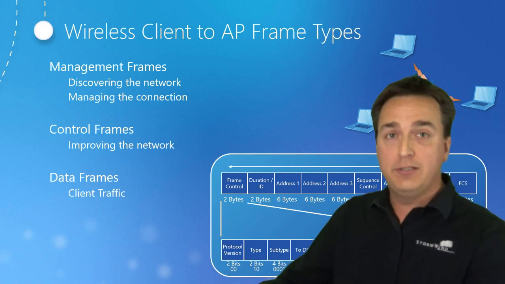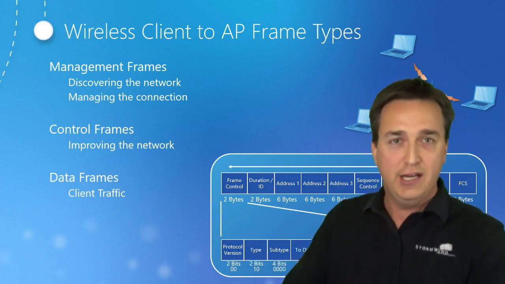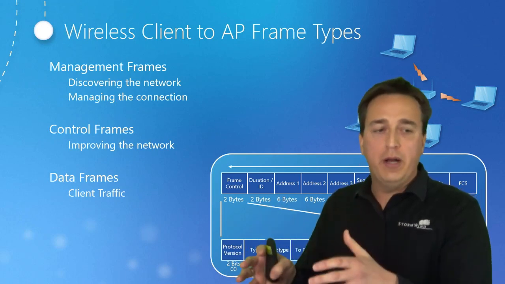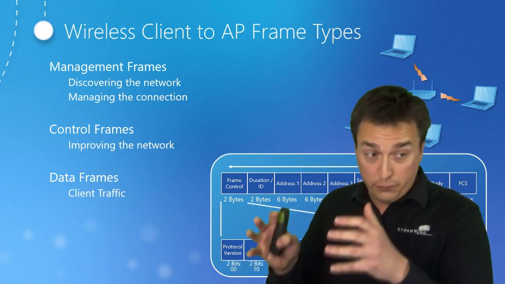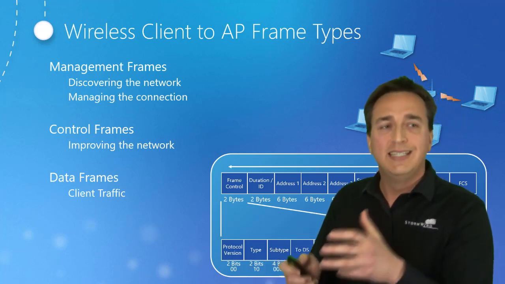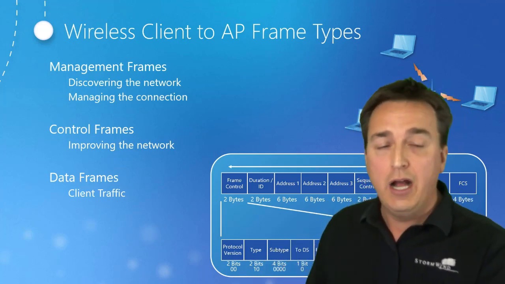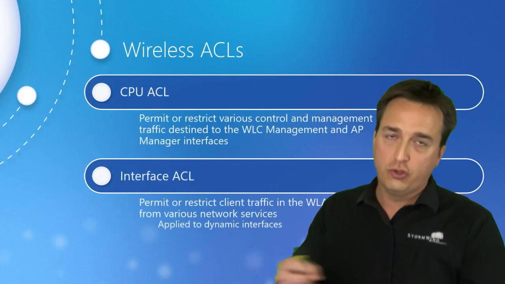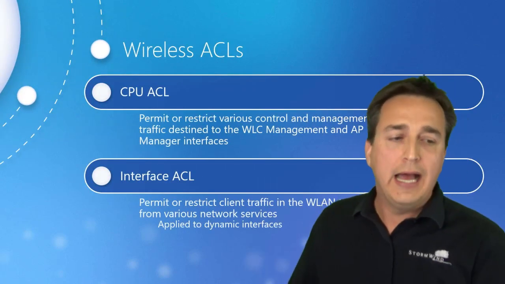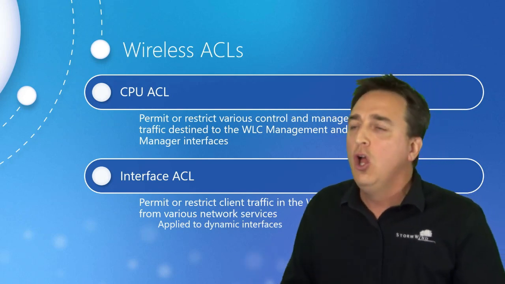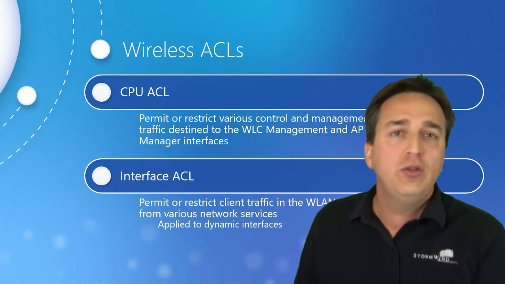Now, I'm not going to get into the details of these frames here in the webinar, but learning about these different frame types is going to be really important for your certification success. In addition to that, I also want you to add wireless access control lists. Wireless access control lists, like the interface ACL or the CPU ACL, what are those even? What do they even mean?